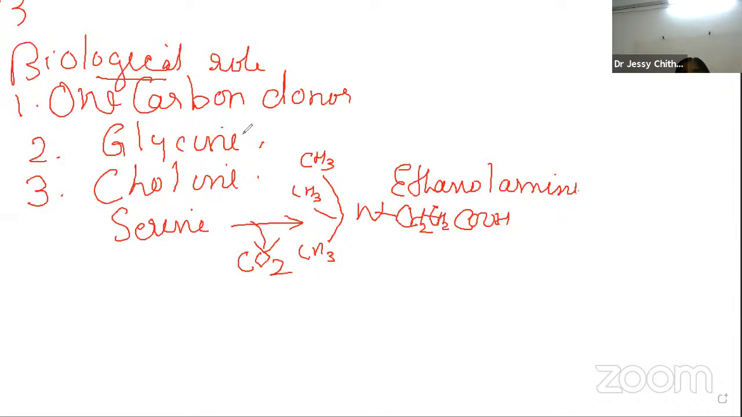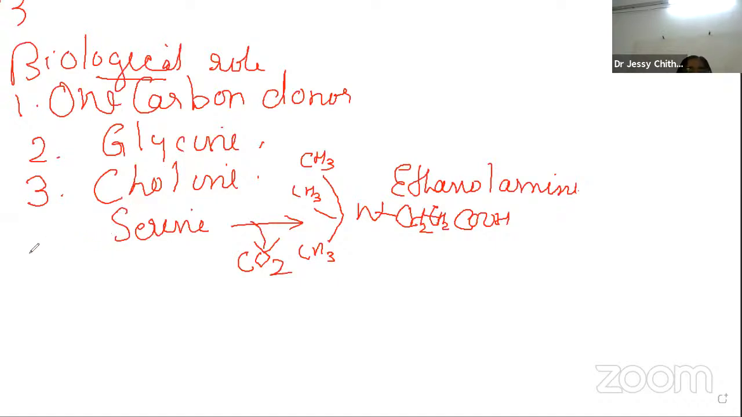It is used for the synthesis of glycine. It is used for the synthesis of choline. How is choline being synthesized? Serine will undergo decarboxylation forming ethanolamine, and ethanolamine gets methylated forming trimethyl ethanolamine, that is choline. And from this choline, we can generate glycine, and from glycine again, we can generate serine. Understand? So that is a vicious cycle.